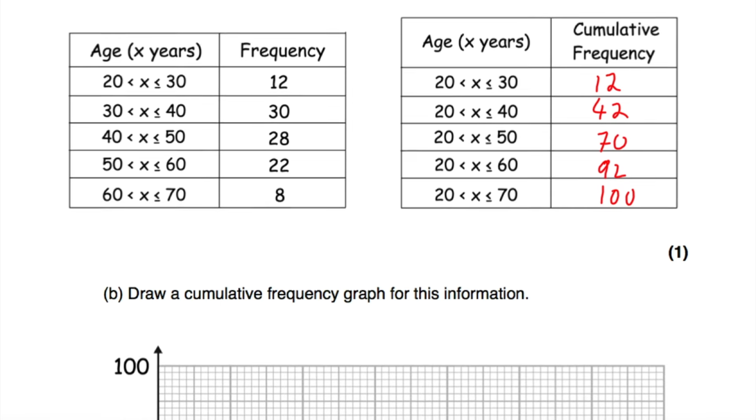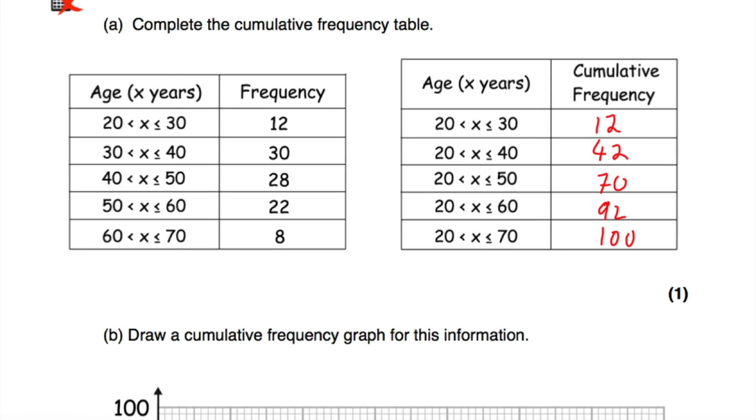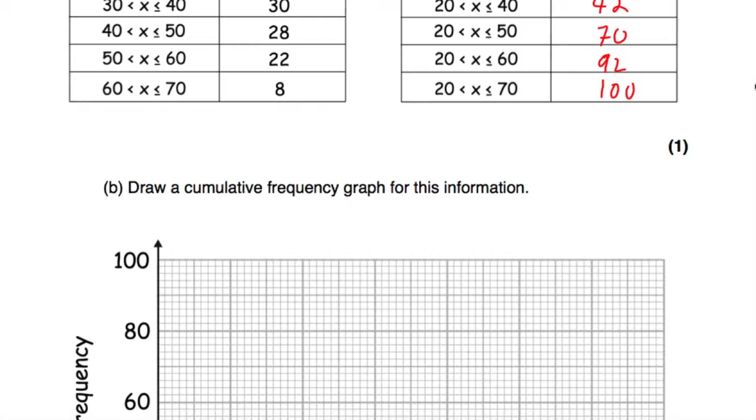Now, if we go on down, we've been asked to draw a cumulative frequency graph for this information. So to draw this cumulative frequency graph, we're going to plot each of the cumulative frequencies at the end of each category. So 30 across, 12 up. 40 across, 42 up. 50 across, 70 up. 60 across, 92 up. And finally 70 across, 100 up. So let's do that.